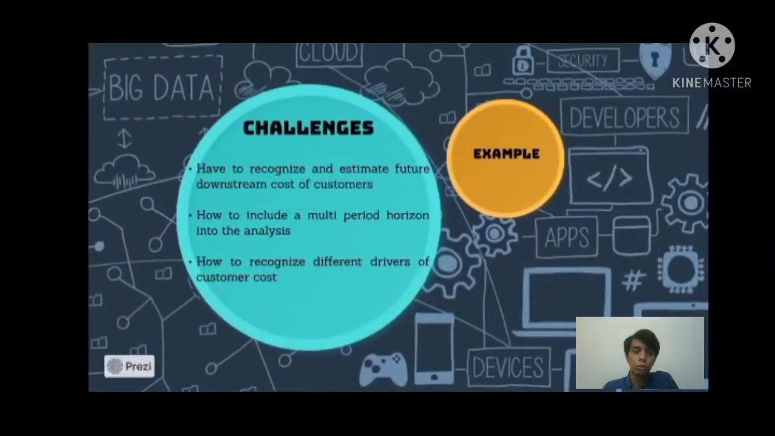Hello. So let's go to the last part in this topic, which is the challenges and example of method implementation in the industry. There are a few challenges that can be highlighted in this topic. The first one is to recognize and estimate future downstream costs of customers. The second one is how to include a multi-period horizon into the analysis, and the last one is how to recognize different drivers of customer cost.